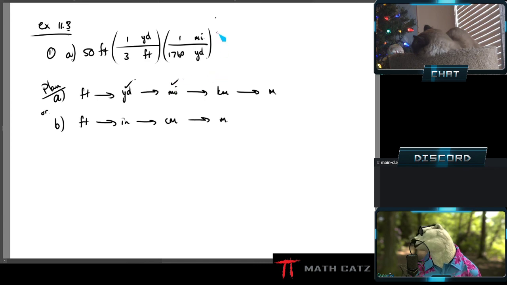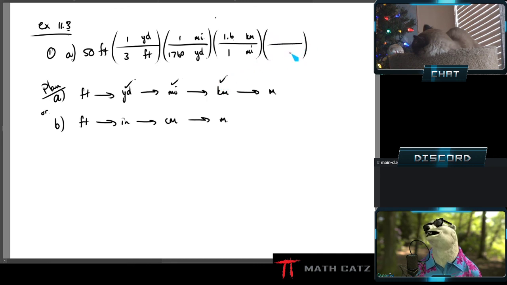Now I'm in miles. Then I go over to kilometers, miles and kilometers positioned like that. 1 mile, 1.6 kilometers. Now I'm in kilometers. Lastly, go to meters, kilometers at the bottom, meters at the top. 1 kilometer is 1,000 meters. Now I'm in meters and I'm done.